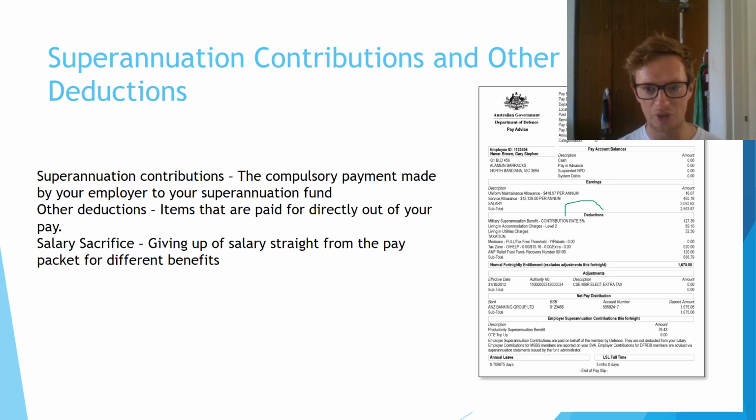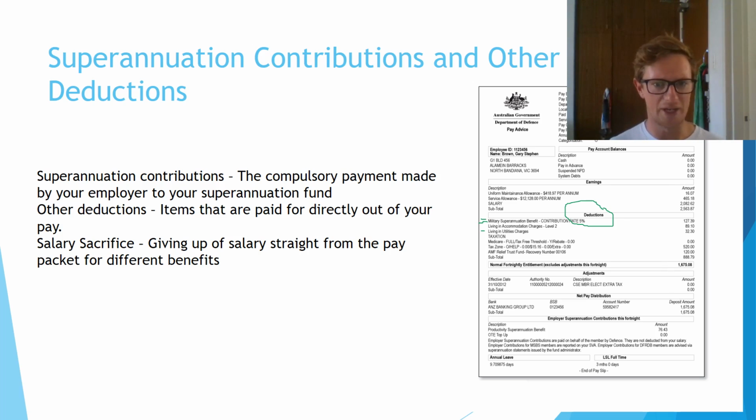You can see just here where it says deductions, and then we've got three different things. There's the military superannuation benefit, living in accommodation charges, and living in utilities charge. These are things that have come through for his work, and in order to use those things, he pays for them straight out of his pay. So they're the deductions. The next one I've just added on there because it can be another deduction, is the salary sacrifice.